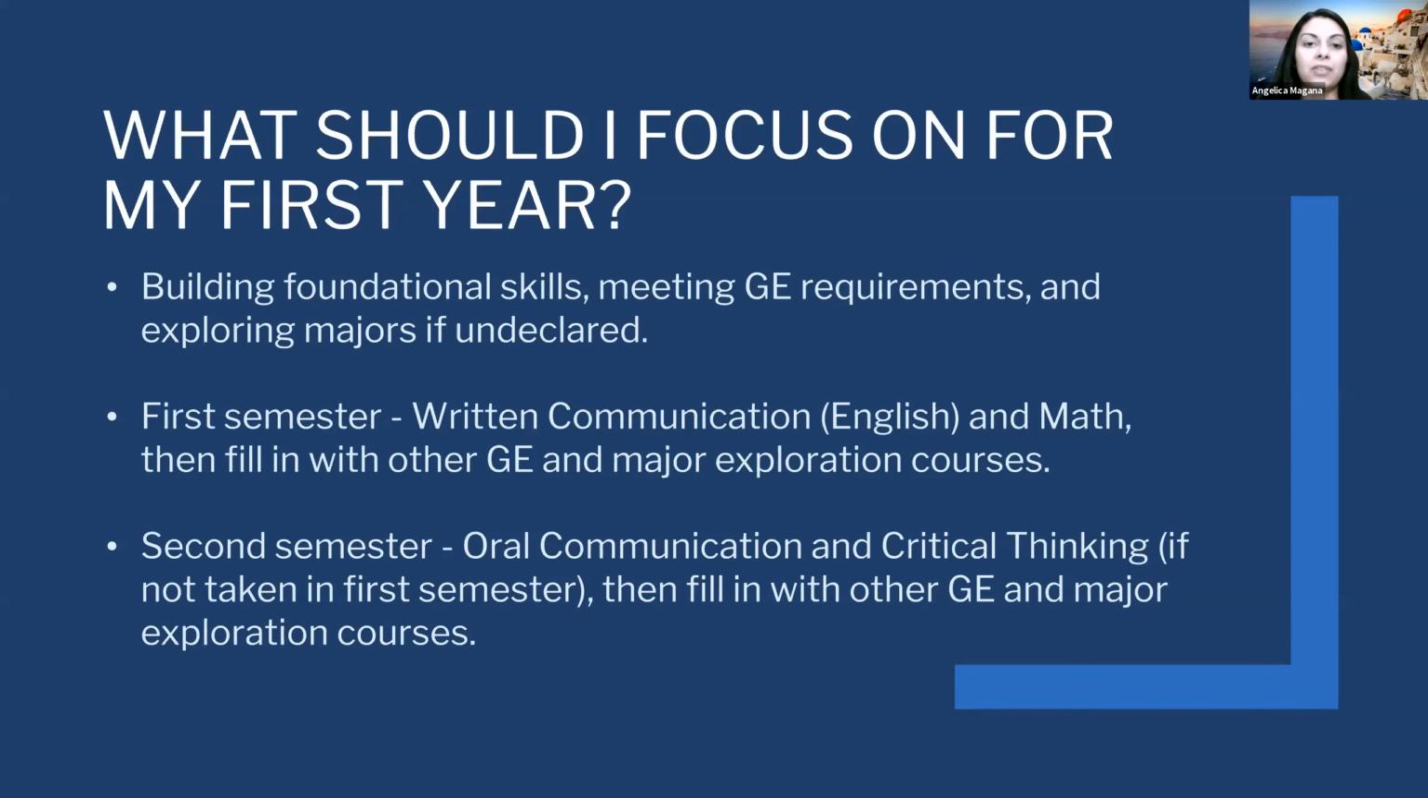So during your first semester, you could work it out to have your English and math, and many of you are already pre-enrolled in English and math, which is great. So that work has kind of already been taken out for you, and then you'll just have to find maybe 2 to 3 more classes to fill in your schedule. And for second semester, if you weren't able to take your oral communication and critical thinking in your first semester, we would recommend doing that in your second semester. And then again, just fill in the rest of your schedule with your GE or major exploration courses.